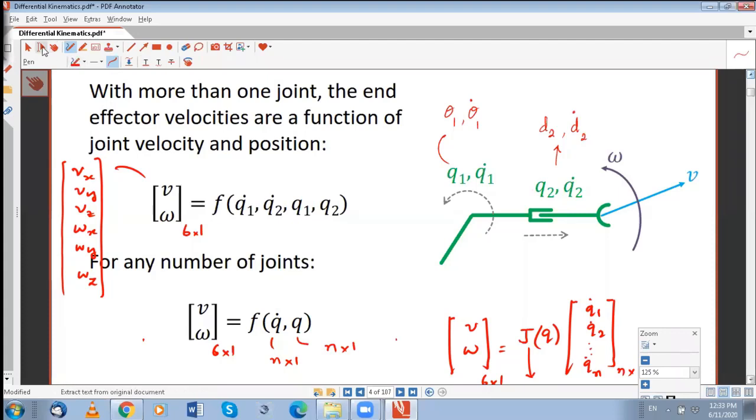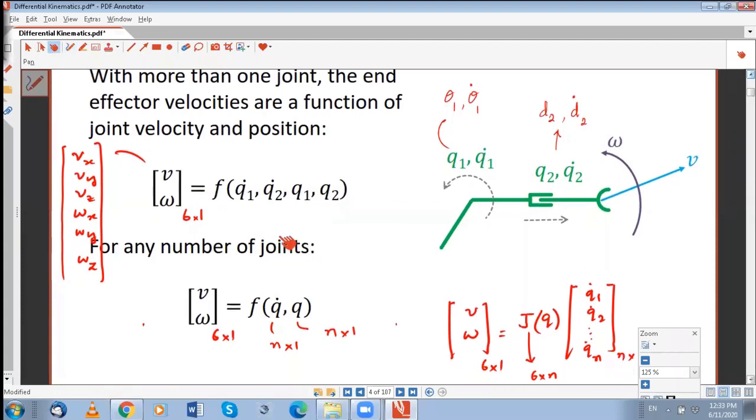Then we went through this derivation last time, that the linear velocity and the angular velocity are functions of both these joint positions. It depends where the arm is positioned.